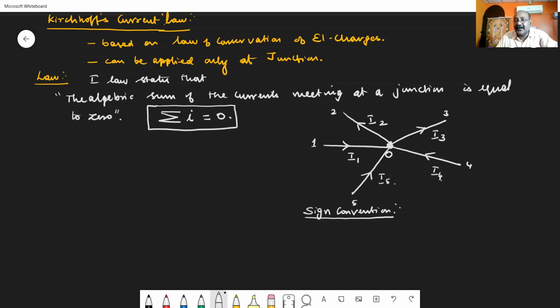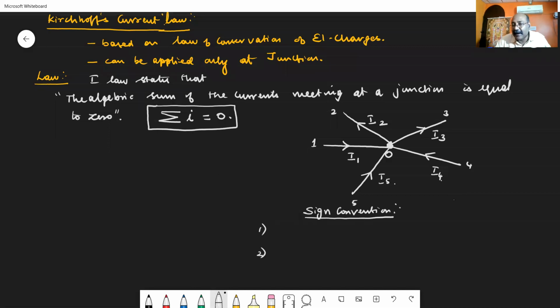If you want to consider the current flowing away as positive and towards as negative, we can consider, no problem. But that should be maintained till completing that problem. So what is universally followed is what I have told you. That is, the current flowing towards the junction is taken as positive and the current flowing away from the junction is taken as negative. So I am introducing that sign convention.